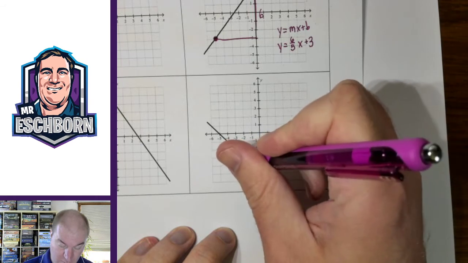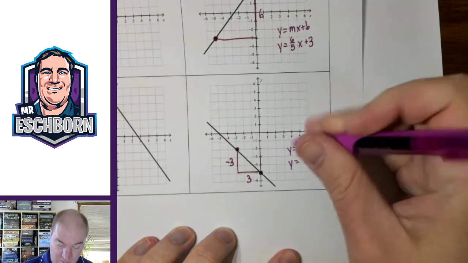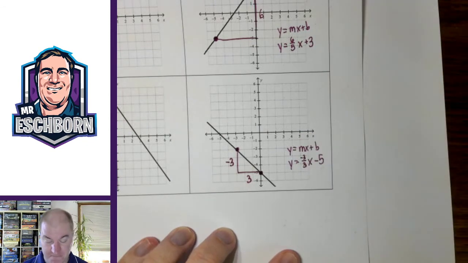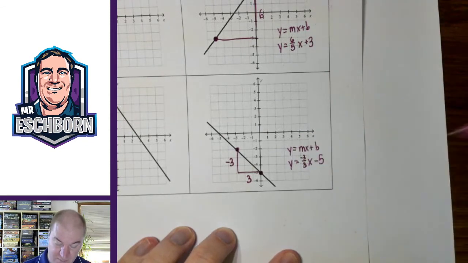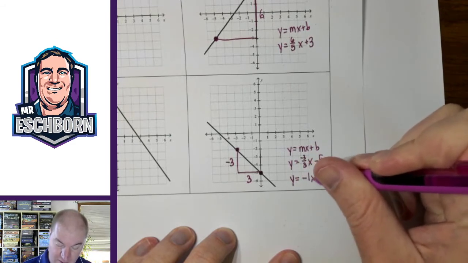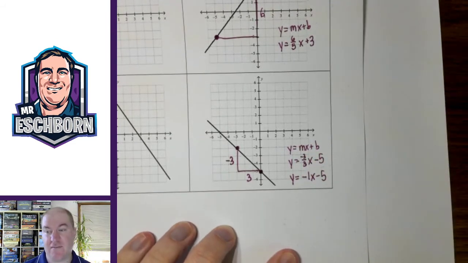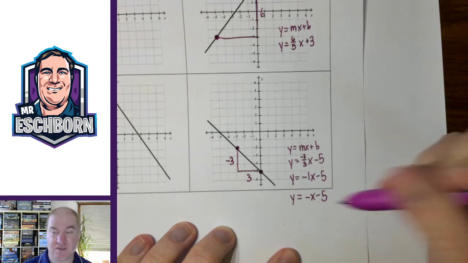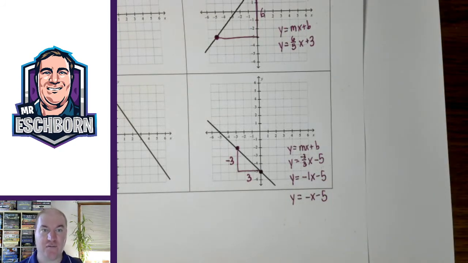So I went down 3 and to the right 3. So my slope is -3 over 3. That can be simplified. -3 over 3 will be reduced to -1x minus 5. If your slope is 1 or -1, you don't have to write the 1. So you might see people write it like this, -x minus 5. And that's how you find the equation of a line in slope-intercept form.